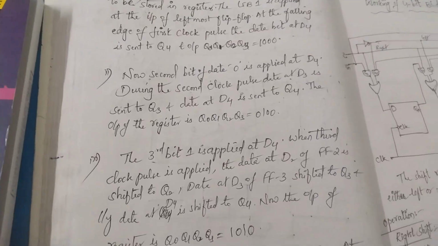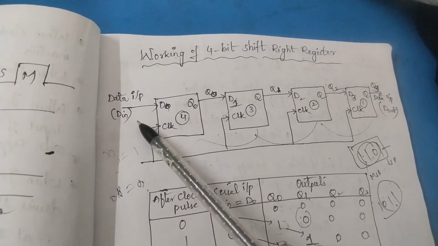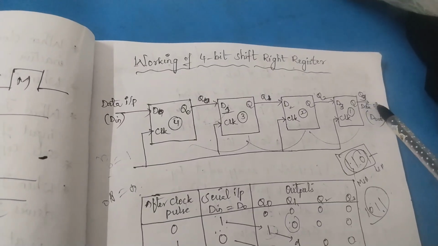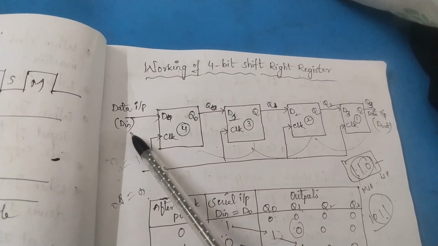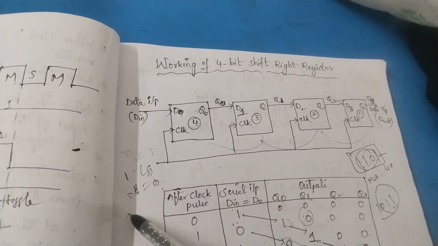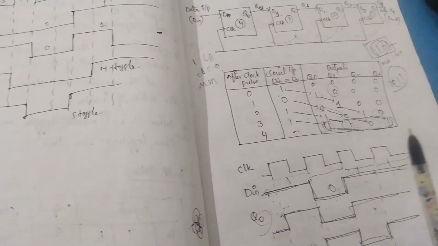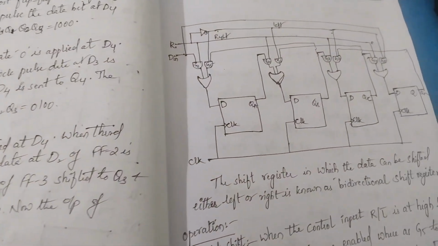So this is the 4-bit shift right register, and if you get the question for a 4-bit shift left register, simply what you have to do is draw the same diagram, but instead of writing the data input here, you have to mention data input on the right hand side, and here you have to mention the output. Instead of taking the LSB bit, you have to start from the MSB bit. This is the only difference you have to remember while writing the 4-bit shift left register.